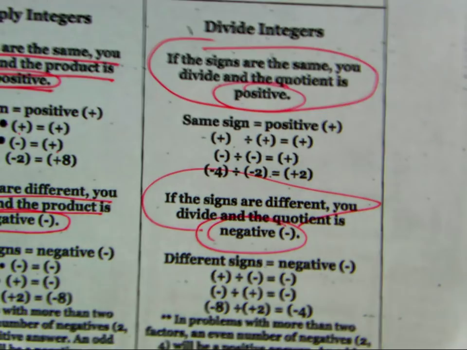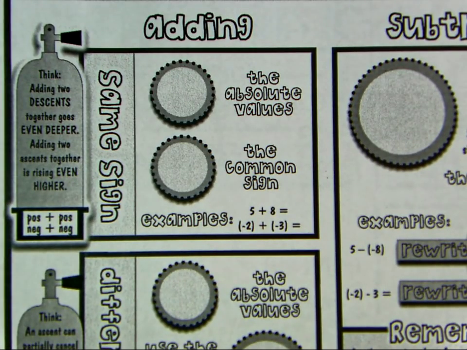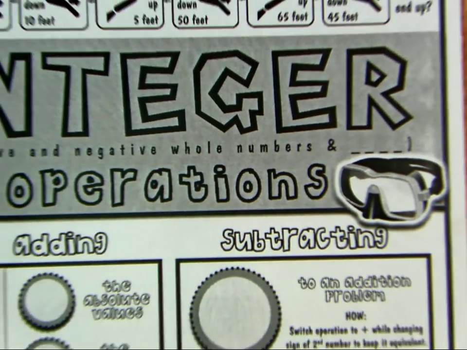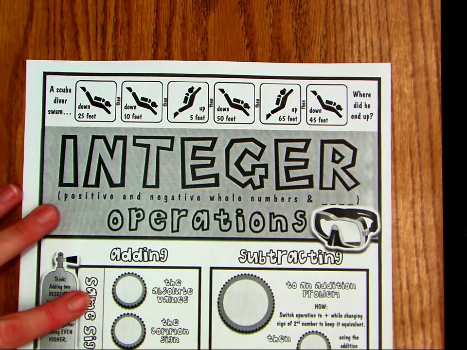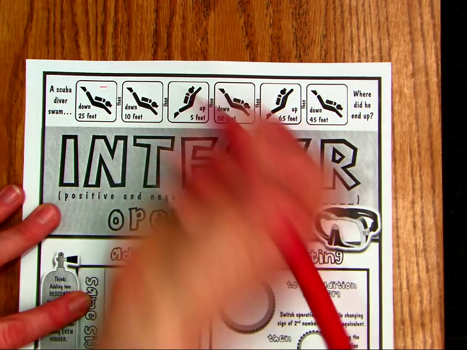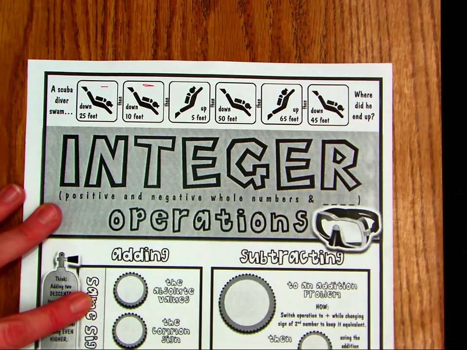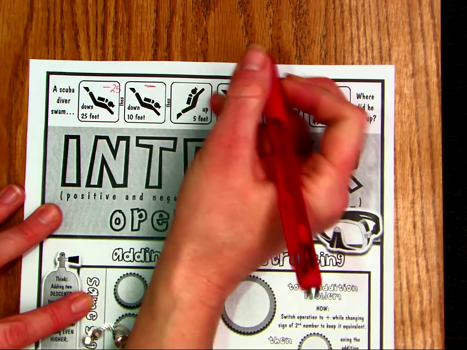Okay, so we're going to take these notes and we're going to put them to the side. And we're going to look at these notes. We're going to put this into practice, okay? All right. So we're going to look at the very top, guys, where it says integer operations. Notice it says a scuba diver swam down 25 feet. Would that be a positive or a negative? Negative. Then down 10 feet. Is that a positive or negative? Negative.